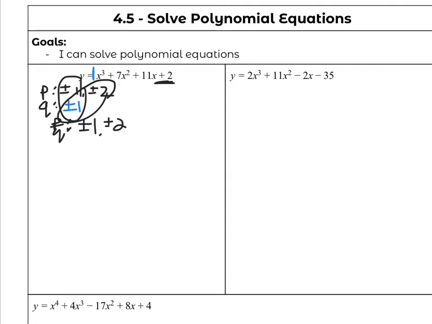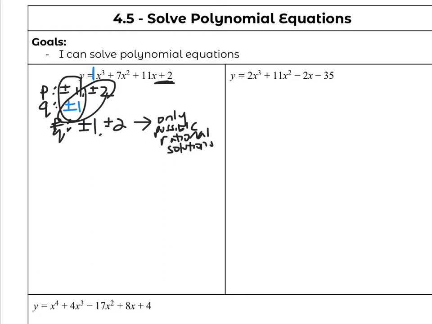Do you need the plus or minuses? Yes. What does it mean for P over Q? If you're still a little mystified, these are my only possible rational solutions. What do I mean by that? These are the only possible rational numbers that could make my equation equal to 0, or the only places it crosses the x-axis at a rational number. So we're not talking about irrational, we're not talking about imaginary, and we're not saying that all of these work.